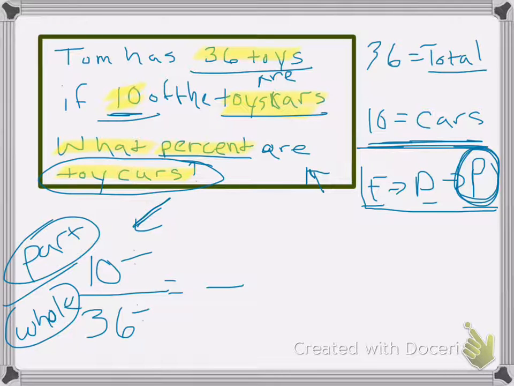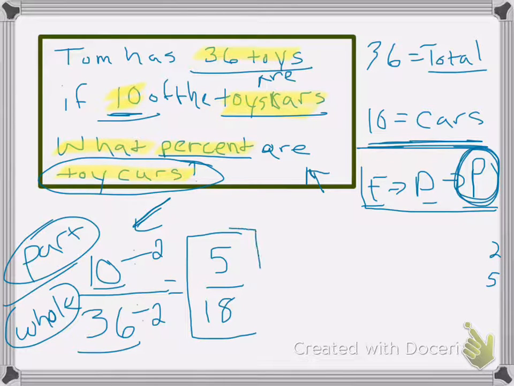We have to think what can go into 10 and 36. The most common, remember, are 2 and 5. Those are the two most common. So let's try 2. 2 goes into 10 5 times. 2 goes into 36. Well, half of 36 is, let's see, 18. So now we got to think, does anything go into 5 or 18? Well, 5 goes into 5, but it doesn't go into 18. So that's my end-all, be-all fraction.